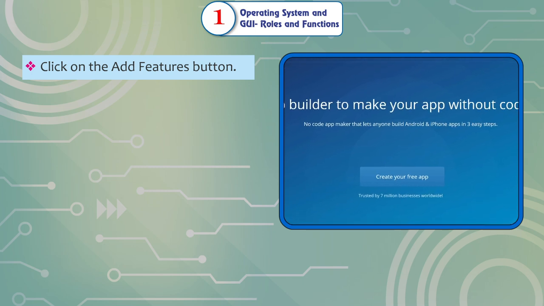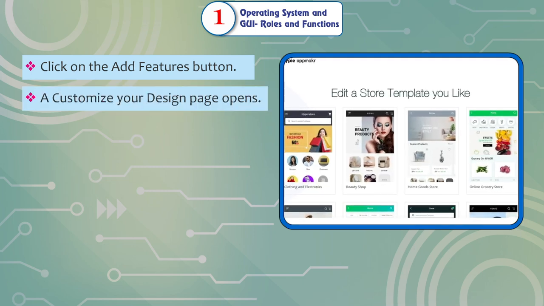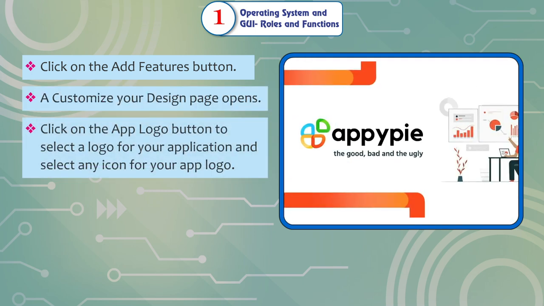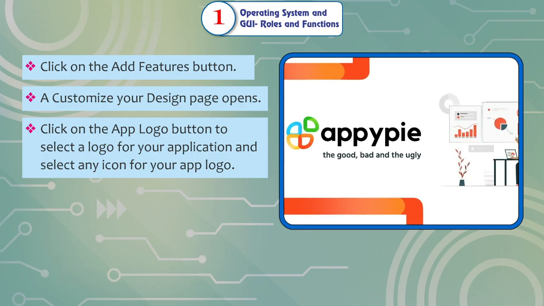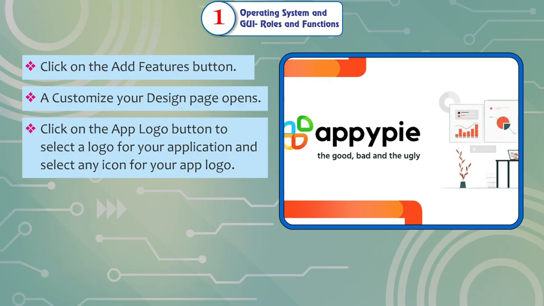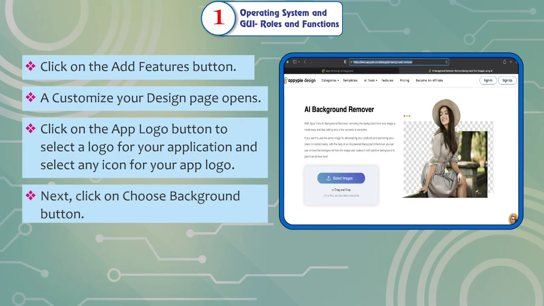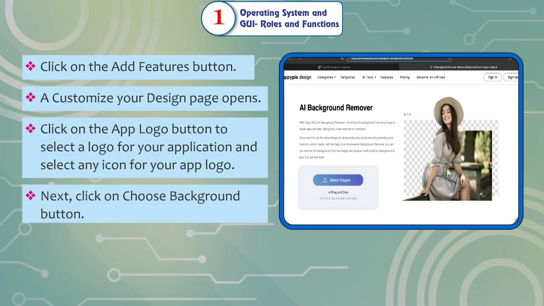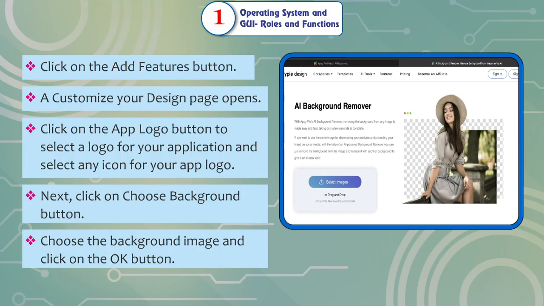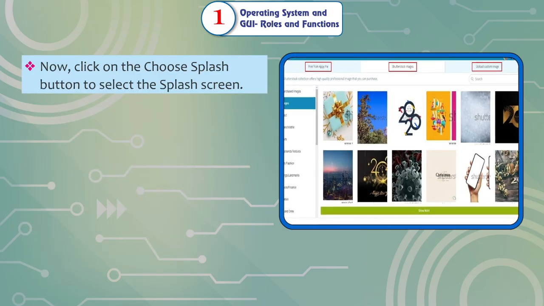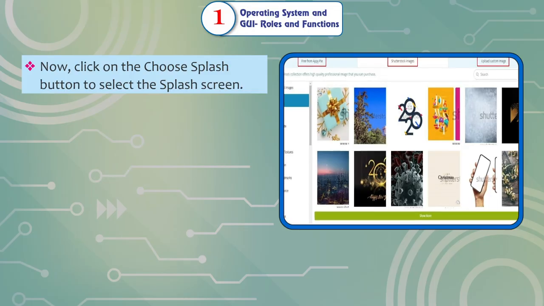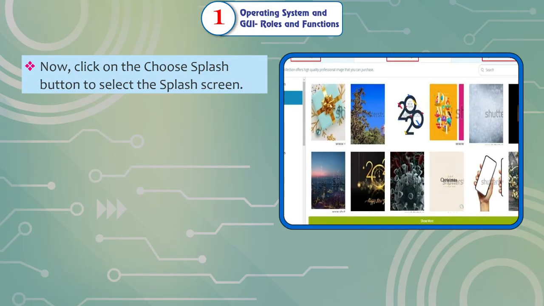Click on the Add Features button. A Customize Your Design page opens. Click on the App Logo button to select a logo for your application and select any icon for your app logo. Next, click on the Choose Background button. Choose the background image and click on the OK button. Now click on the Choose Splash button to select the splash screen.